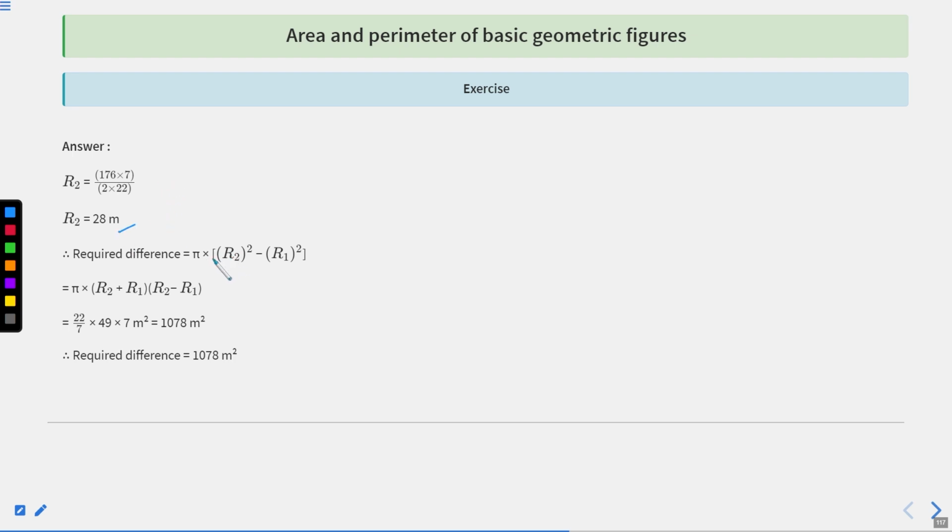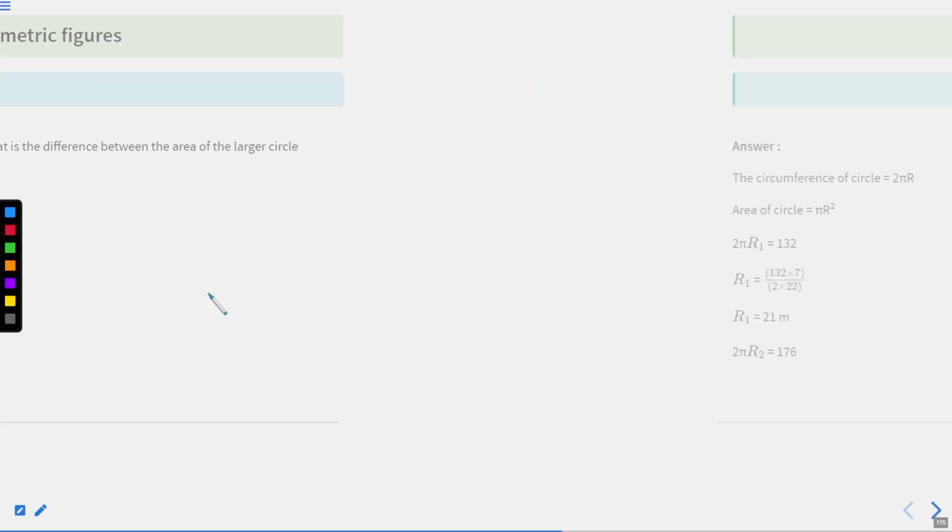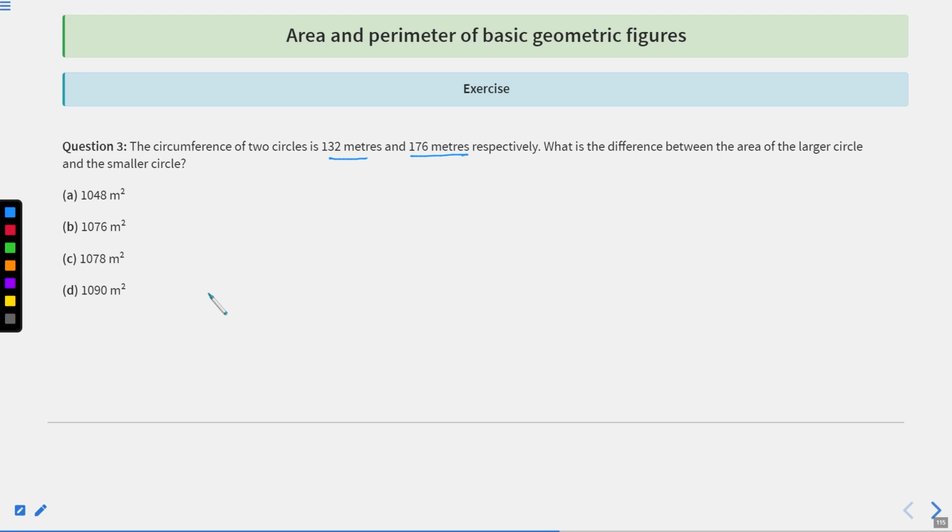So we want to find the difference between the area of the larger circle and the smaller circle. It will be given by pi r2 square minus pi r1 square, which can also be written as pi times r2 square minus r1 square. So just substitute the values of r2 and r1 here. You will have 22 upon 7 into 49 into 7 equal to 1078 meter square. So 1078 meter square is your correct answer. That is option number C.